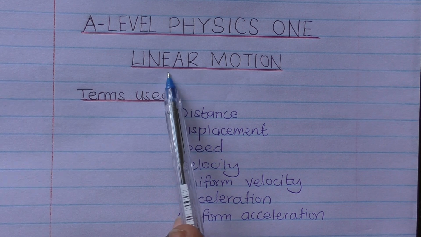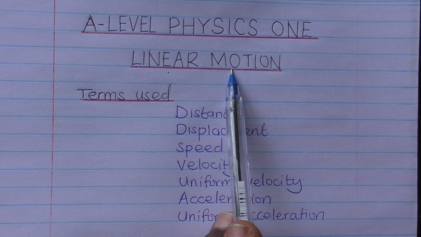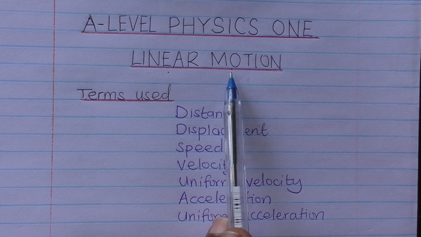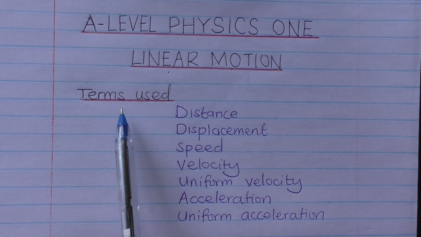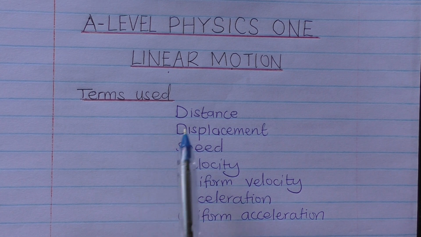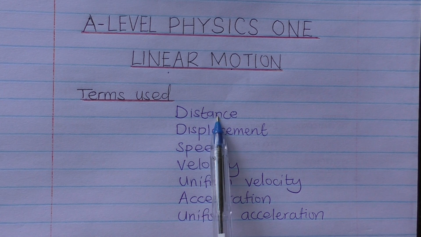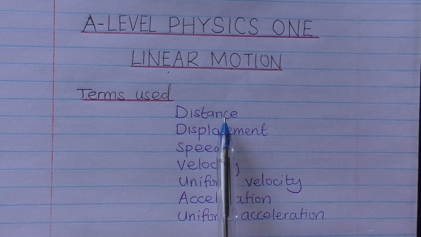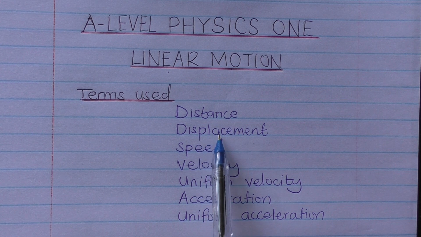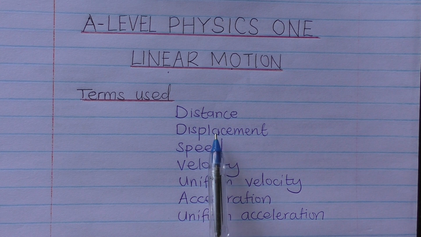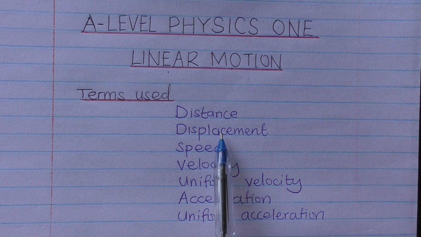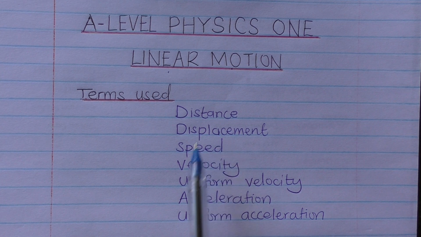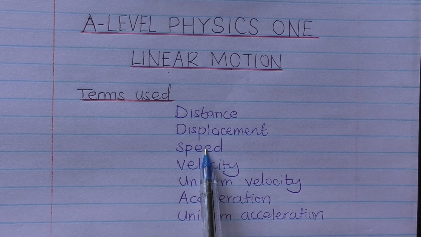In this chapter, we shall be looking at linear motion, which is motion in a straight line. The terms used under this are distance, which means length between two fixed points, displacement, which is the distance covered in a specific direction. We have speed, which is the rate of change of distance. We have velocity, which is the rate of change of displacement.